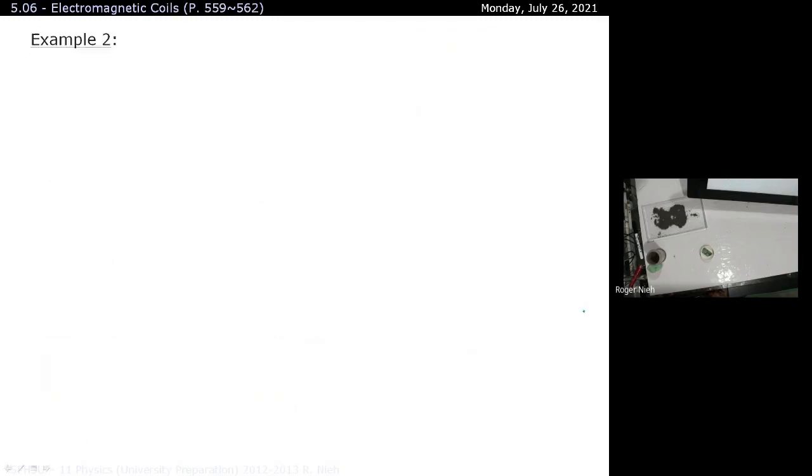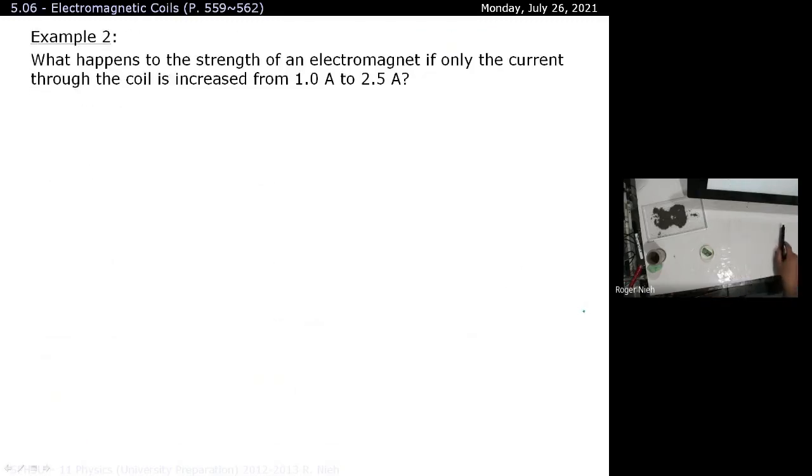Okay, moving on to example number 2. What happens to the strength of an electromagnet if only the current through the coil is increased? Now, for some of you, when you look at this question, you probably already know the answer without pulling out a calculator, right? You start off with 1 ampere, and now you crank it up to 2.5 amperes.